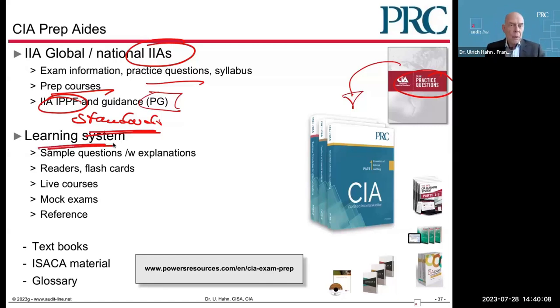Then a learning system is something I would always use. Nowadays there are a lot on the market. As I said, I like the PSC system because it's a little bit like the official IIA branded system, and typically it's more affordable. They also have some translations. I would say there are some systems which are good for learning. As I said, this PSC system is okay. From the IIA, that's okay.